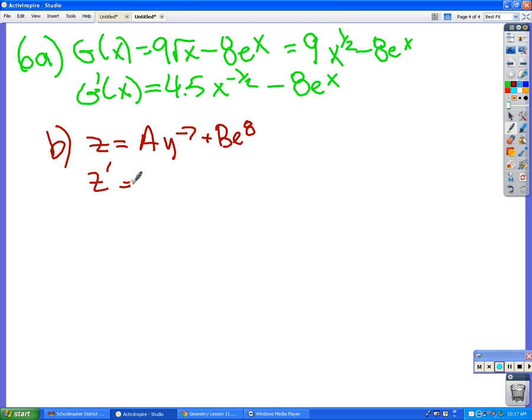Negative 7 y to the negative 8, plus 8 e to the 8, again, the whole thing would be 8b. I think it'd be 0. b to the 8 is just a number, right? So what's the derivative of a number? Oh, 0. But b is just a number too.